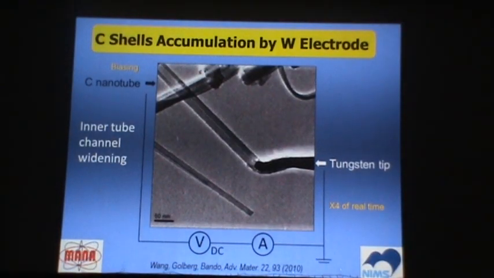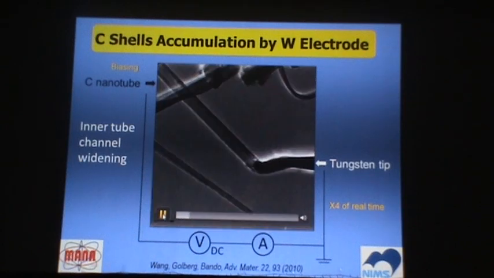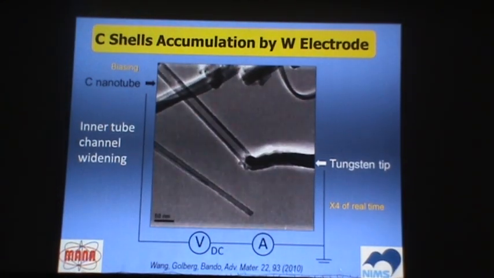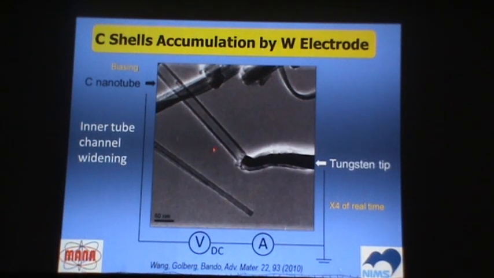Another experiment which I want to show you is how a tungsten electrode on the right reacts with a carbon nanotube. We just connect and then put current into the system, and you can see that a very interesting phenomenon takes place. Carbon layers from the inner side of the tube start to penetrate into the electrode. It's a type of soaking, and in the end you can see that new carbon layers are crystallized on the tungsten tip.